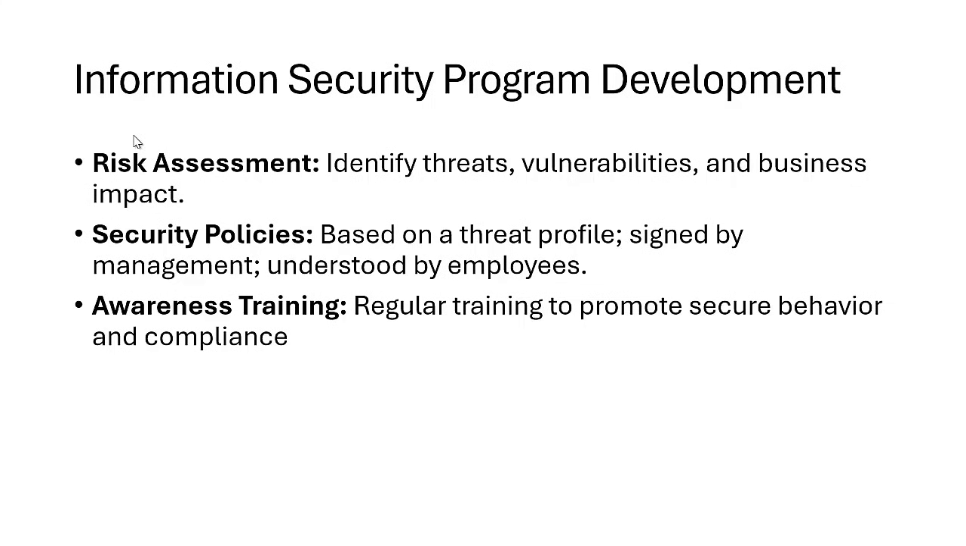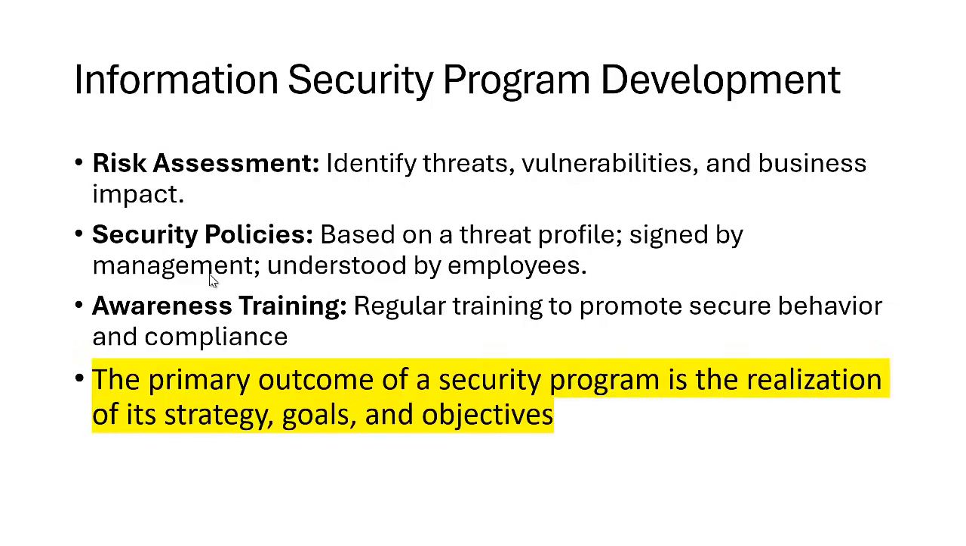So for that, first we need to create security policies. Hey guys, no one's supposed to browse social media. No one's supposed to carry USB drives. So here what happened, we created a policy based on the threat profile. The threat is failing to comply with GDPR, emerging regulations and all that. And then I communicate those policies with the help of awareness training. Awareness training is all about modifying the behavior. The ultimate goal of awareness training, I'm going to discuss in a further slide, is to make the employee aware of their responsibility. So the primary outcome of the security program is to realize the strategy, goals and objectives.